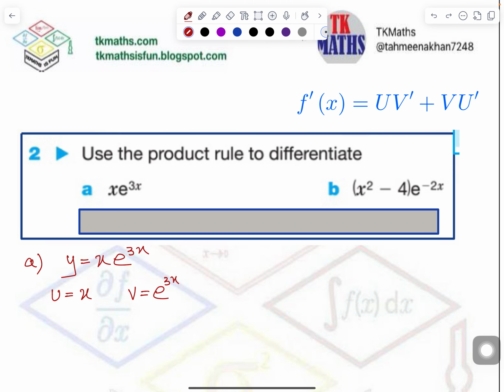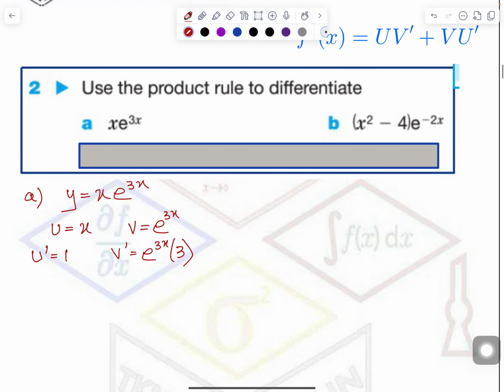So I'm differentiating it. Differentiation of x is 1 and differentiation of the exponential function, I hope you remember, will be the same, multiplied by the derivative of the exponent. So now let me write it again here: 3 times e power 3x. So now I will substitute it in this formula, u v prime plus v u prime.